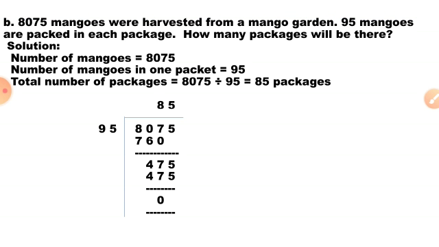8,075 mangoes were harvested from a mango garden. 95 mangoes are packed in each package. How many packages will be there? How will you find out that? Just divide this number.